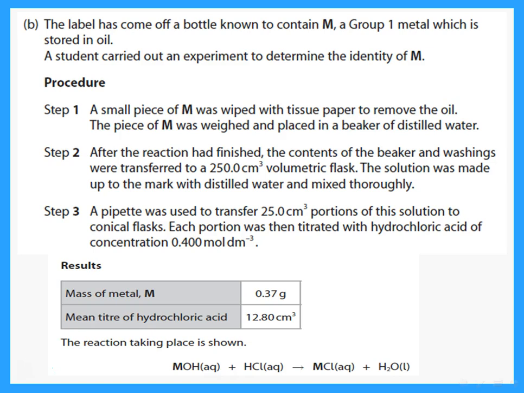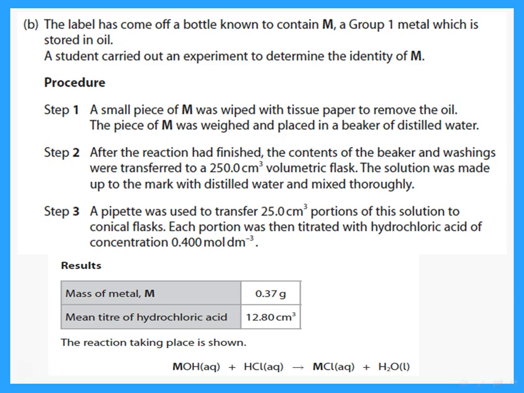Then this question says the label has come off a bottle known to contain M, a group 1 metal which is stored in oil. A student carried out an experiment to determine the identity of M. A small piece of M was wiped with tissue paper to remove the oil. Remember that group 1 metals are very reactive and they have to be stored under oil so that they don't react with the water vapor or oxygen in the air. So he's saying a small piece of M was wiped with tissue paper to remove the oil.